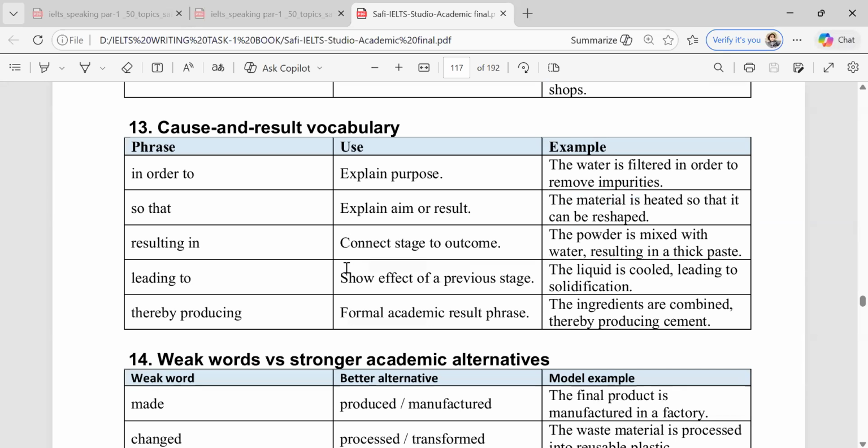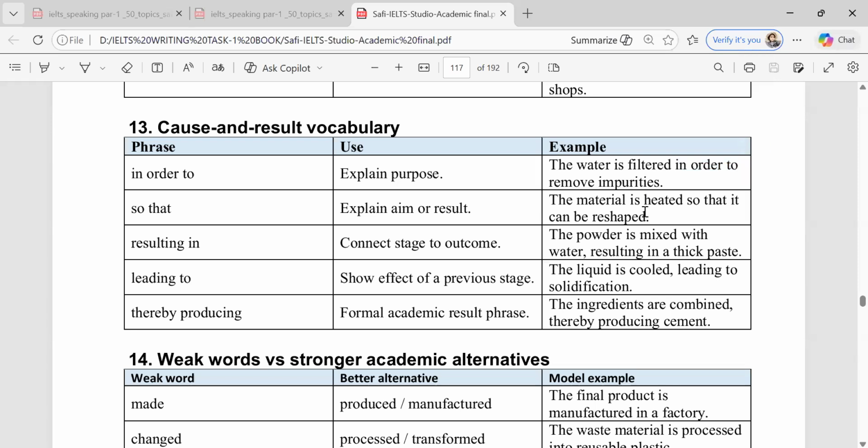And this is important now: cause and result vocabulary, such as in order to, so that, resulting in, leading to, thereby producing. If you want to explain the purpose, you can use in order to. To explain an aim or result, you can use so that. If you want to connect a stage to an outcome, you can use these. I have mentioned the use here. For example, the water is filtered. Why is the water filtered? What is the purpose? In order to remove impurities.